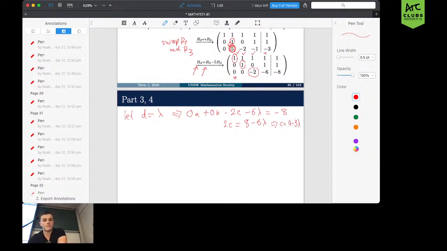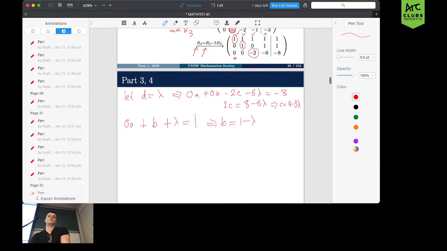Cool. Now we're going to go to the row above, so we're going to back substitute this row. So we're going to say 0a plus 1b, so plus b, plus 0c, so we don't have to worry about that, plus 1d, so that's just going to be lambda, is equal to 1. And so what we get here is that b has to then be 1 minus lambda. Cool. And let me just underline these, so those are quite important.